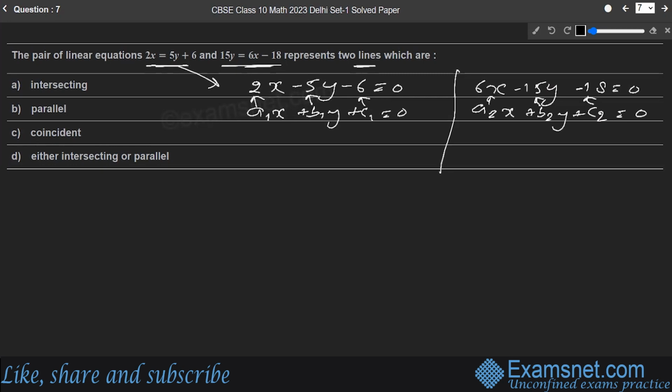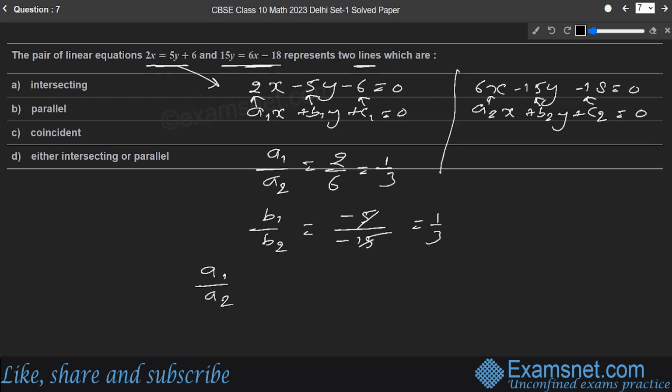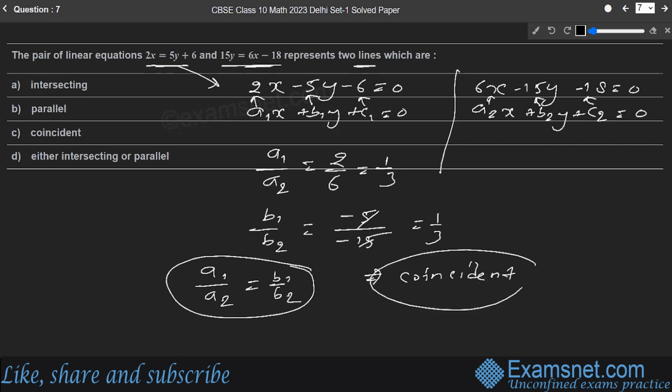Now if we take a1 by a2, how much is it? It is nothing but 2 by 6, that is 1 by 3. If we take b1 by b2, that is minus 5 by minus 15, which again comes out to be 1 by 3. So what we notice here is that a1 by a2 is equal to b1 by b2, and also equal to c1 by c2. So we can conclude that these lines are coincident lines. That is why the answer is coincident lines, option C.